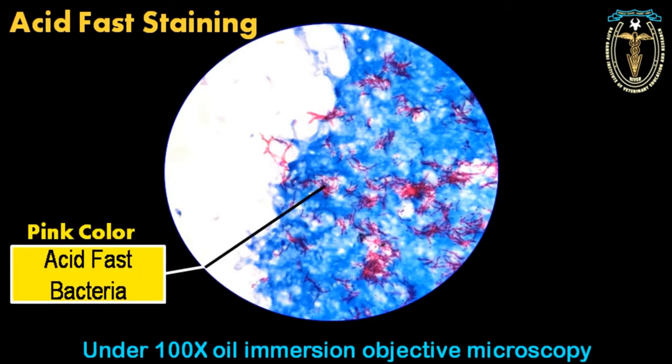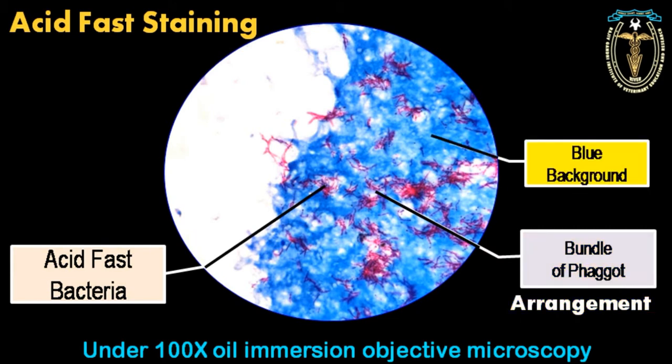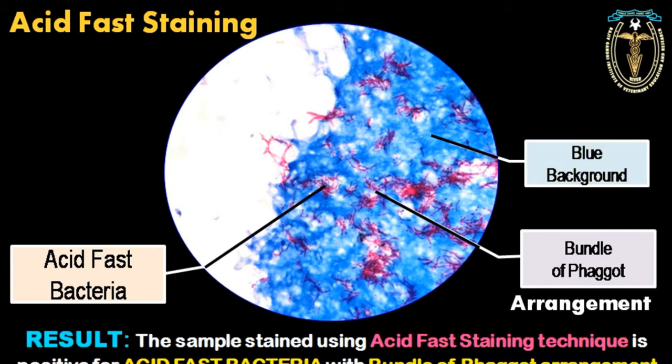Next, add the decolorizer, the acid alcohol, over the smear. Allow it to act for 2 minutes or until the smear is sufficiently decolorized to pale pink. After the smear is sufficiently decolorized, wash it with distilled water. Lastly, add the counterstain, the Loeffler's methylene blue staining solution over the smear.